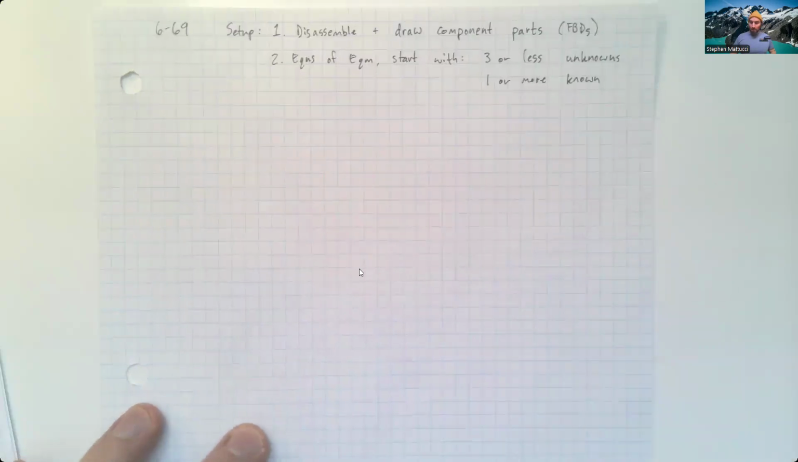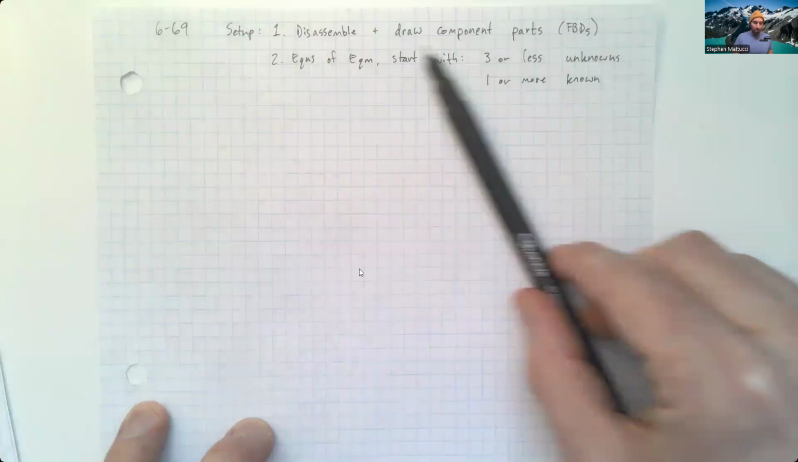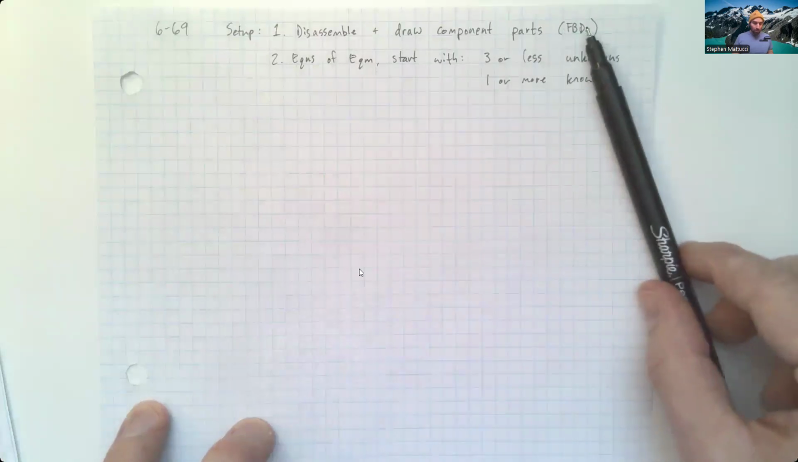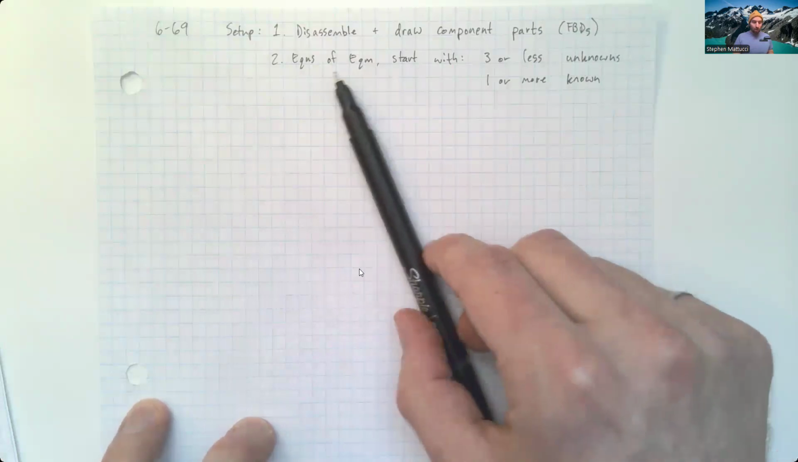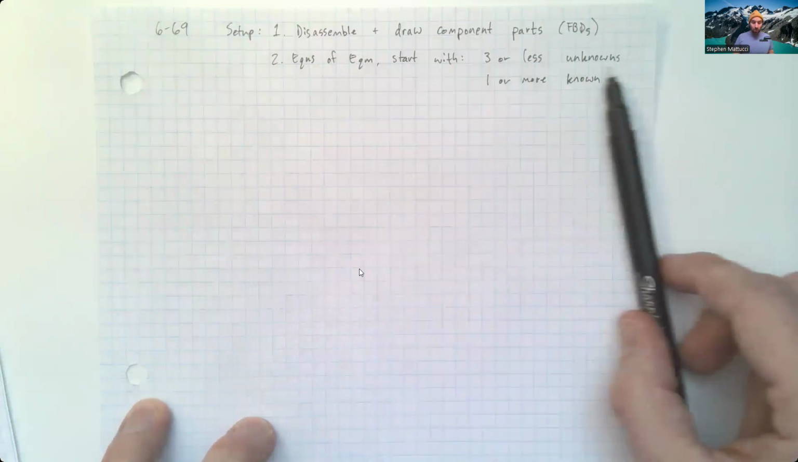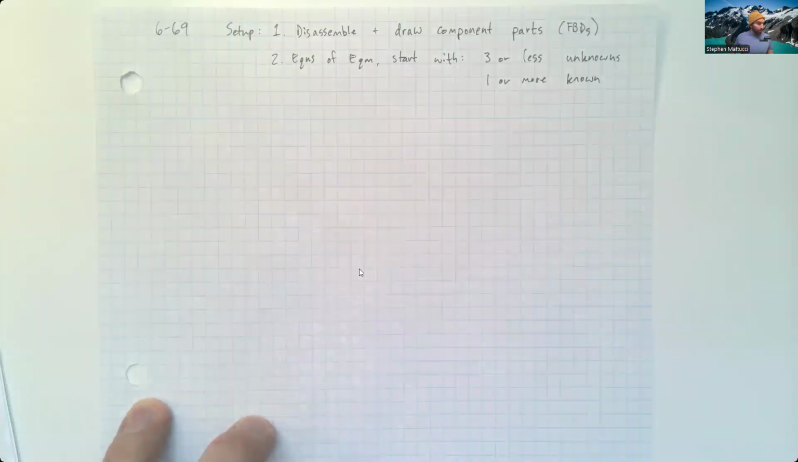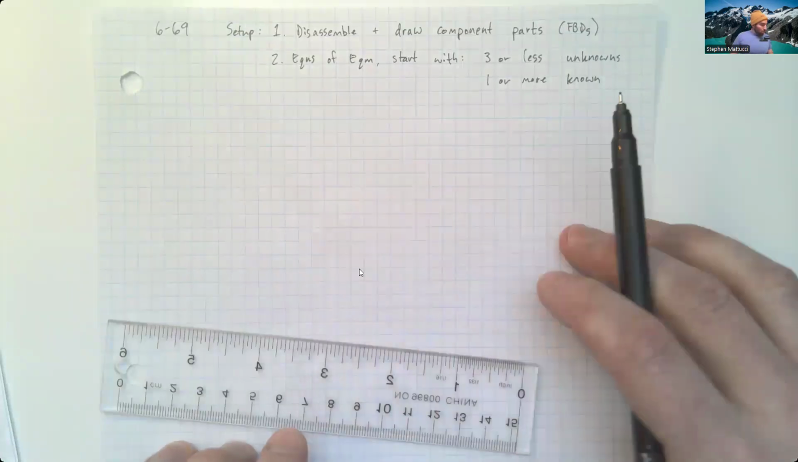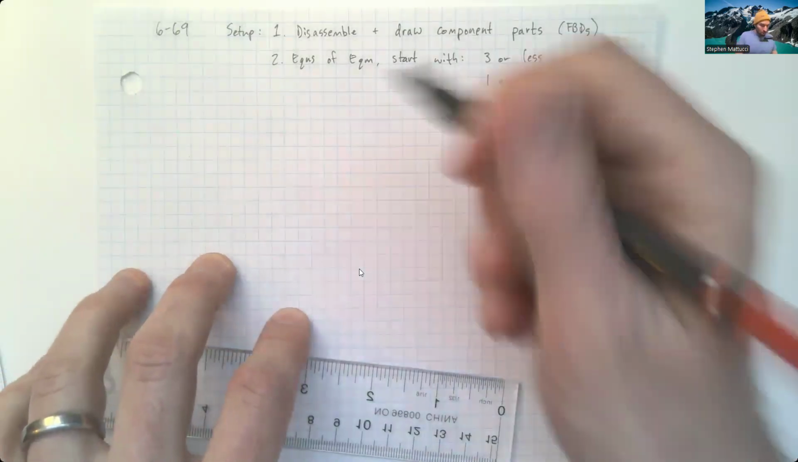And I've got my setup steps written down here already. First one, disassemble and draw component parts. These are the free body diagrams. And then we'll do our equations of equilibrium. And we're going to make sure that we start with a body that has 3 or less unknowns and 1 or more known. So the first step here, and maybe I'm even going to make a note right away.